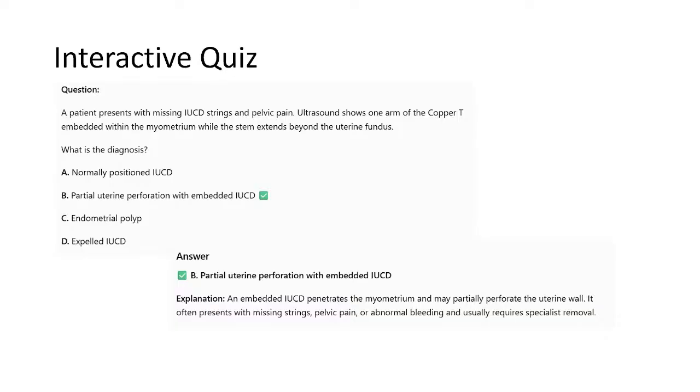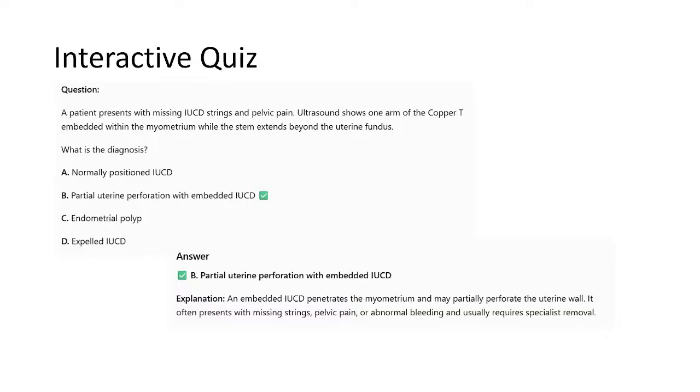Let me repeat the question for you again. A patient presents with missing IUCD strings. The transvaginal ultrasound shows one arm of the copper T embedded within the myometrium, while the stem extends beyond the uterine fundus. What is the diagnosis? Normally positioned IUCD. Partial uterine perforation with embedded IUCD. C, endometrial polyp. D, expelled IUCD.